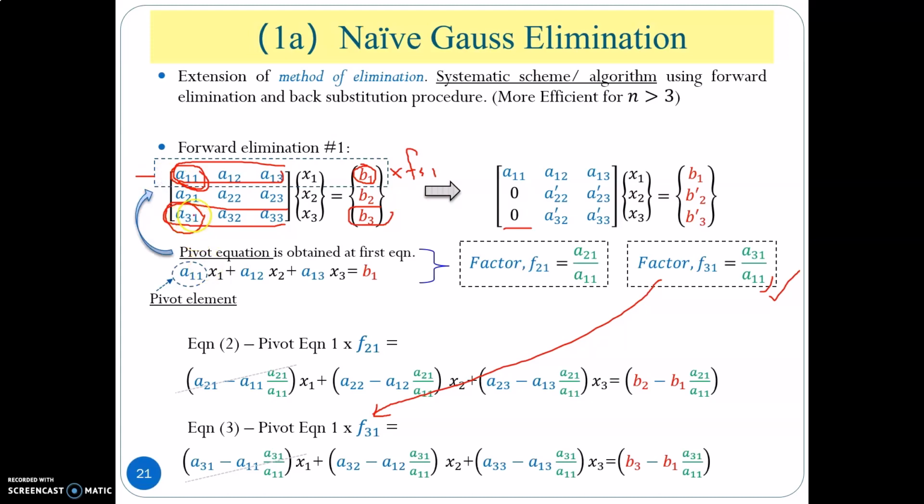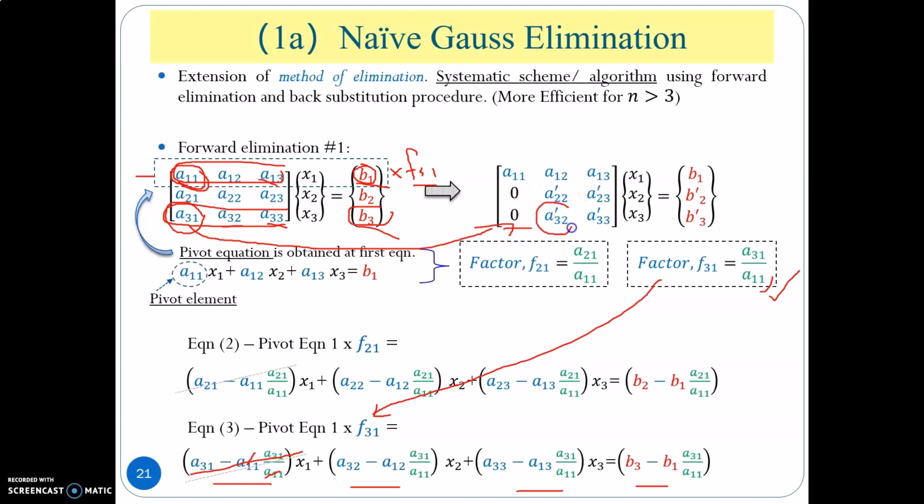So take A31 minus A11 and multiply with F31, you obtain this component, and then you continue, A32 minus A12, multiply with F31, you obtain the second component here. A33 minus A13, multiply with F31, so you obtain this component. Lastly, B3 minus B1, and then multiply with F31. Then you obtain this. And you can see that A31 minus A31, this whole term is equal to 0. With that, we succeed in changing A31 into 0.